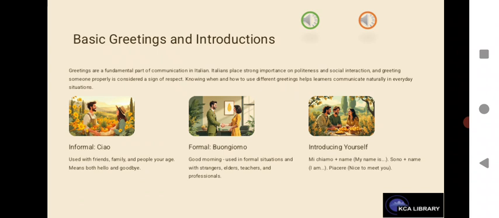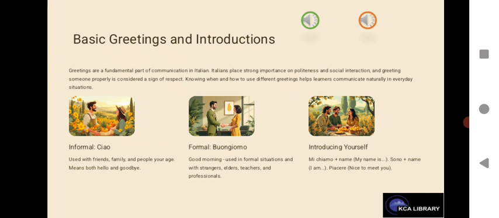One, informal greetings. Ciao, used with friends, family, and people your age. It means both hello and goodbye. Two, formal greetings. Buongiorno, good morning. Used in formal situations, with strangers, elders, teachers, or professionals. Buonasera, good evening. Also formal, used later in the day.